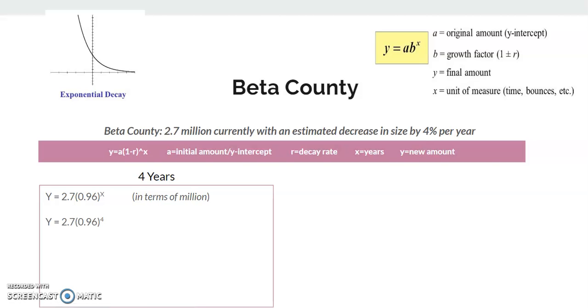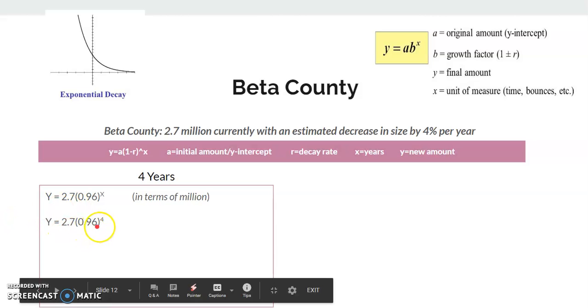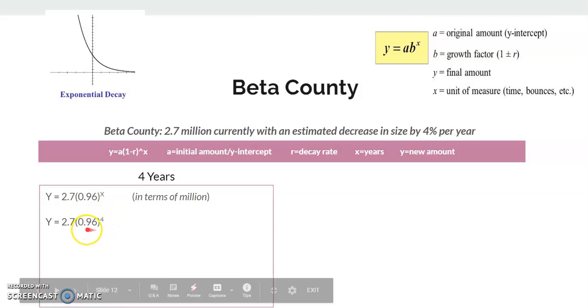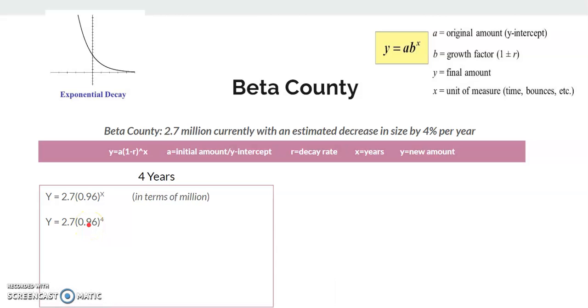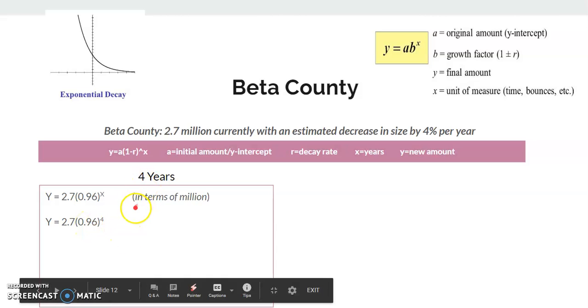Y equals 2.7 times 0.96, which is 96%, to the fourth power. So we're going to be multiplying this by itself 4 times because we're trying to solve for 4 years.